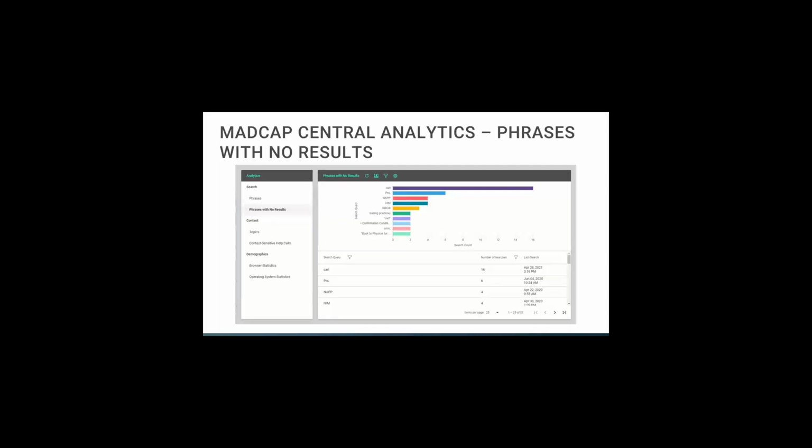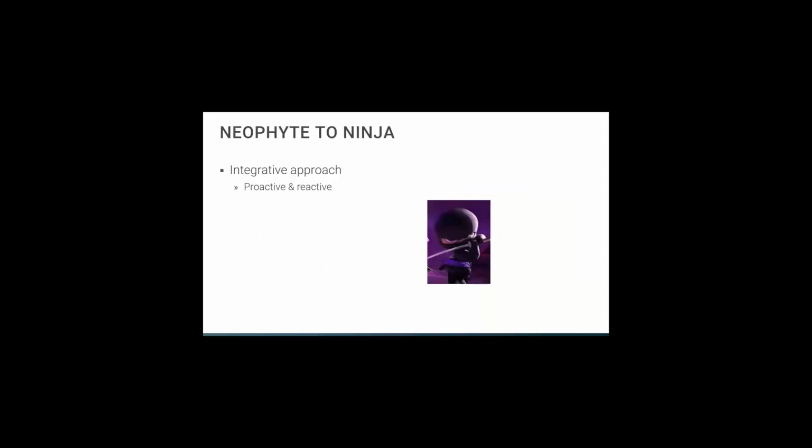So at this point, we're thinking, great, we've got 100% of our users covered. We can analyze the heck out of things and draw all these conclusions and better our documentation and better the experience for the user. But if you want to take it to the next level, you should take the integrative approach. So this will help us move from Neophyte to Ninja. And this involves using both the proactive and reactive approach.